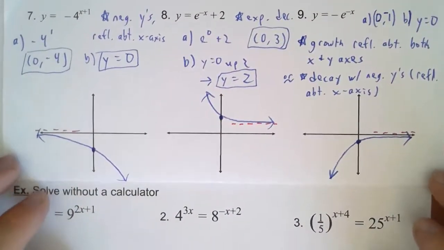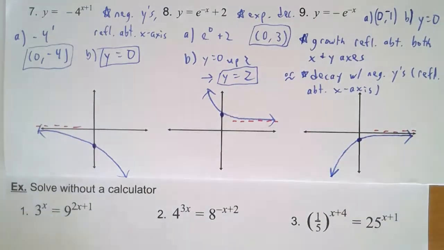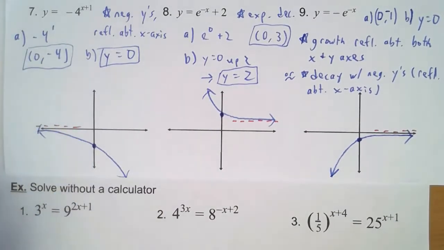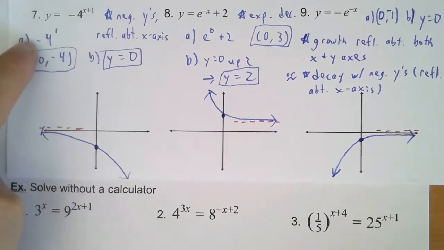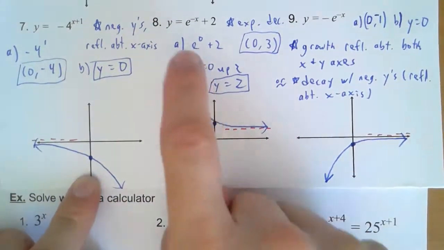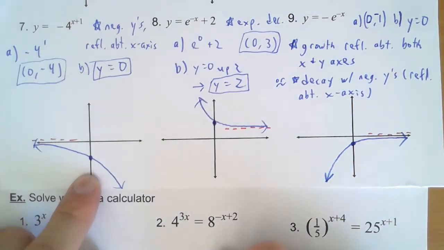So your graphs should have looked something like this. All right, so for number 7 there, we had that negative on the outside. It reflected about the y-axis. All right, you can make sure you stuck the negative on at the end. For this one here, you could either think about it as growth that got reflected or just as exponential decay.